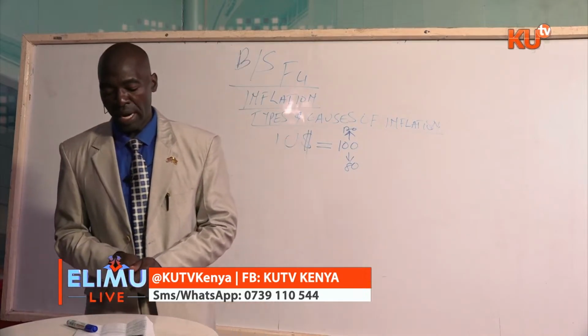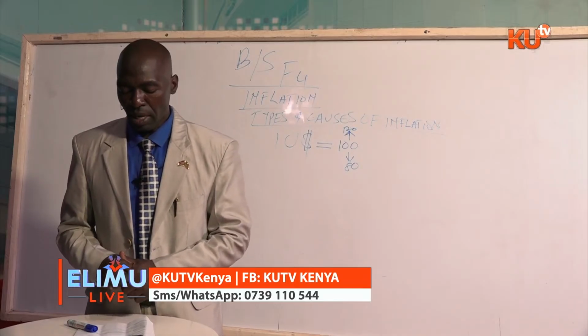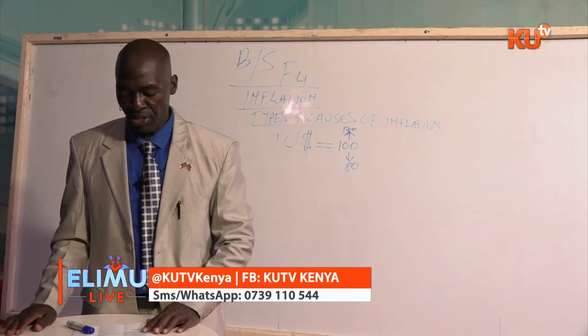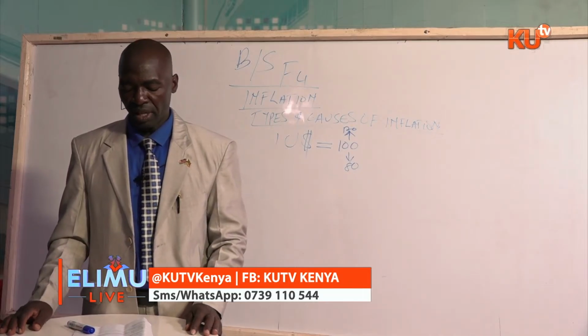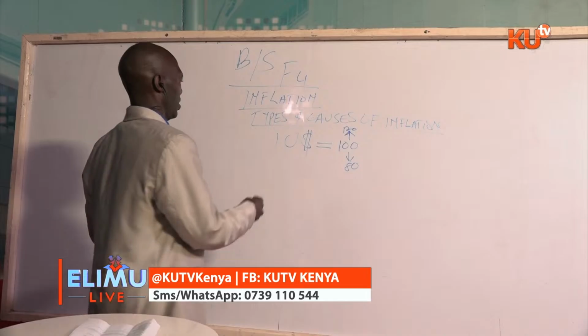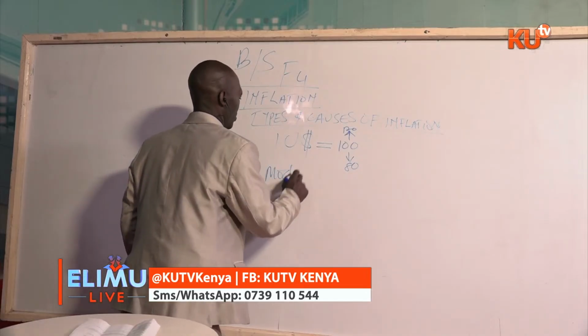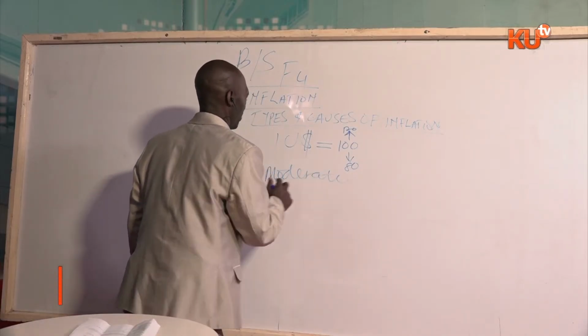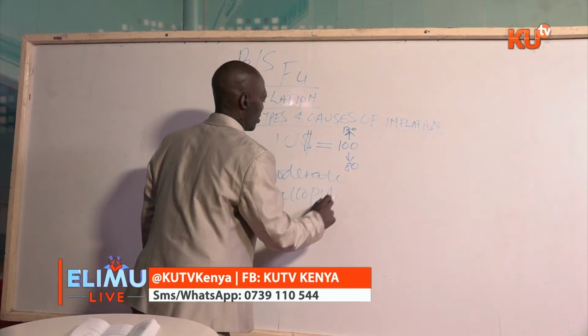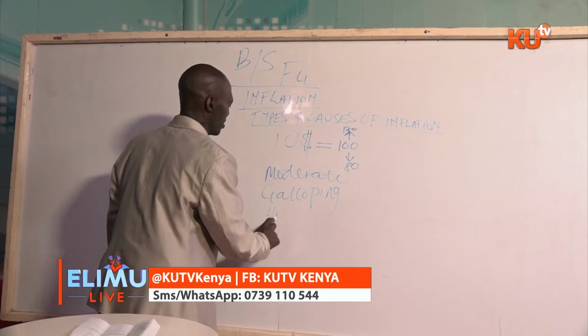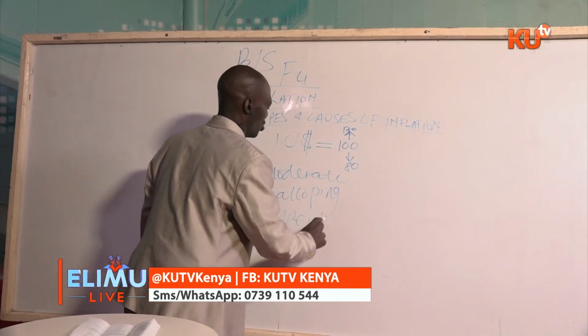So then from there we can look at types of inflation. You are going to look at three. The first one is moderate inflation. Then we have galloping, and then we have hyper, stroke runaway.